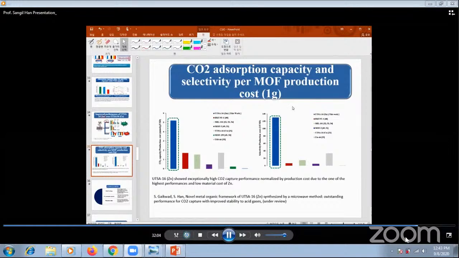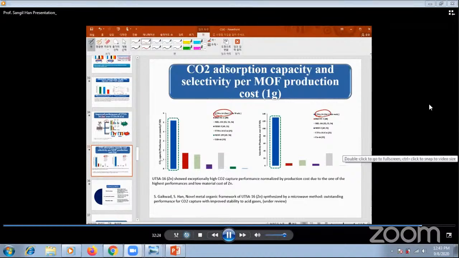Also, we evaluated the cost analysis for production of the UTH-16 zinc material. For this blue, each UTH-16 zinc, the y-axis is the CO2 capture capacity per unit production cost. That means a high value is better than the others. We compared with other already reported MOF materials. This is better than the other materials.